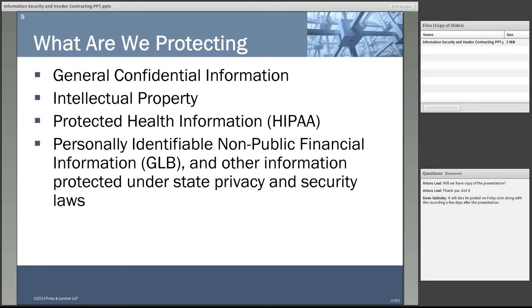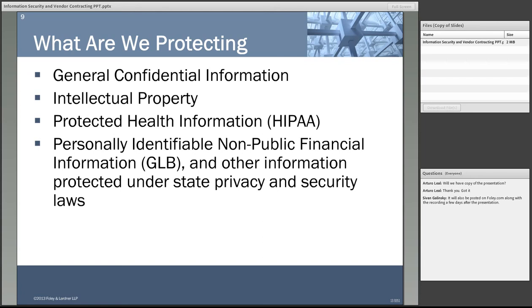As I mentioned, it's not just personally identifiable information. It's general confidential information of the organization. Of course, it's intellectual property, trade secrets, source code to software, the formula for Coca-Cola. Any of these things must be protected. Of course, I mentioned HIPAA, GLB, non-public, personally identifiable financial information.